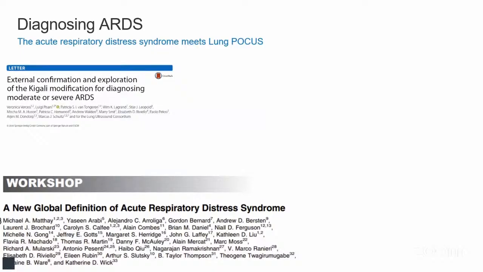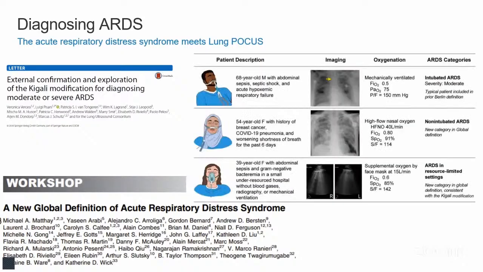We can also think about using POCUS to meet our diagnostic criteria for ARDS. This was originally described in what's known as the Kigali modification of the Berlin criteria for ARDS. But in the last year, both the American and European groups have created new definitions for the acute respiratory distress syndrome. And you can see specifically that they call out ARDS in a resource-limited setting where you can use POCUS instead of chest radiograph or chest CT to meet your necessary imaging diagnostic criteria of bilateral abnormalities.